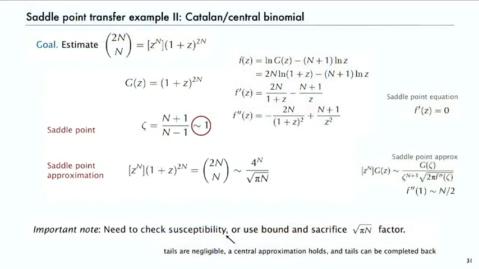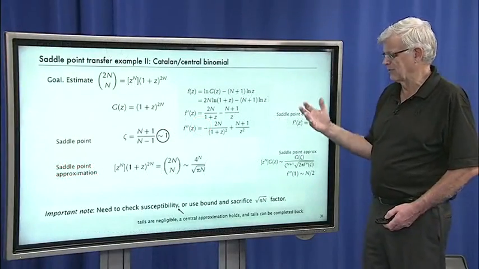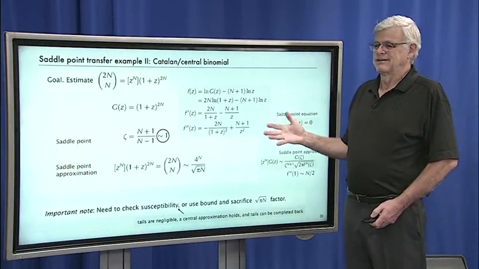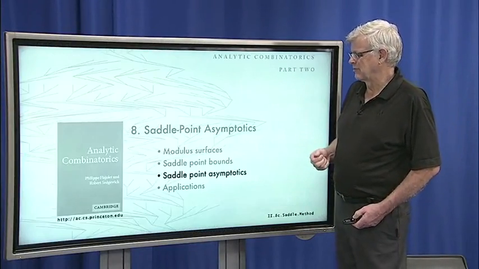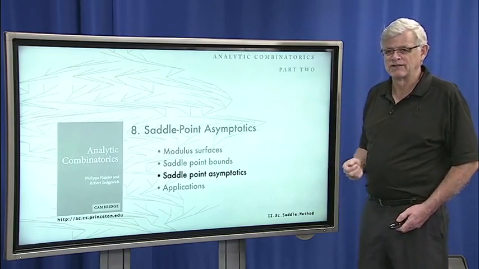Another approach is to just use the saddle point bound and sacrifice the square root of pi n factor. But then if it's an application where it's important, you can see what that factor is, and if you need to prove it, you can go in and do it using standard techniques. I think that's the message. So that's saddle point asymptotics.